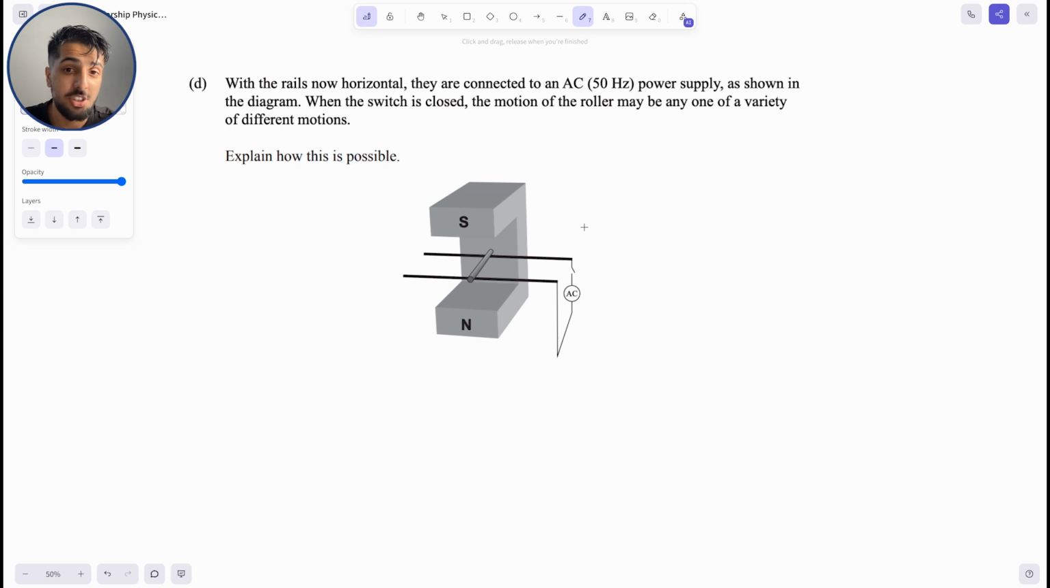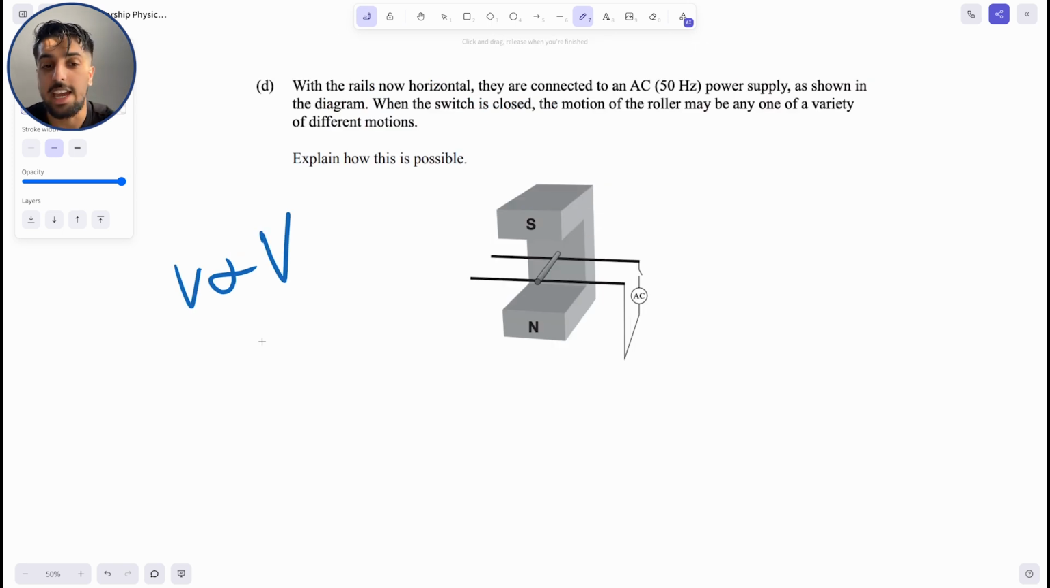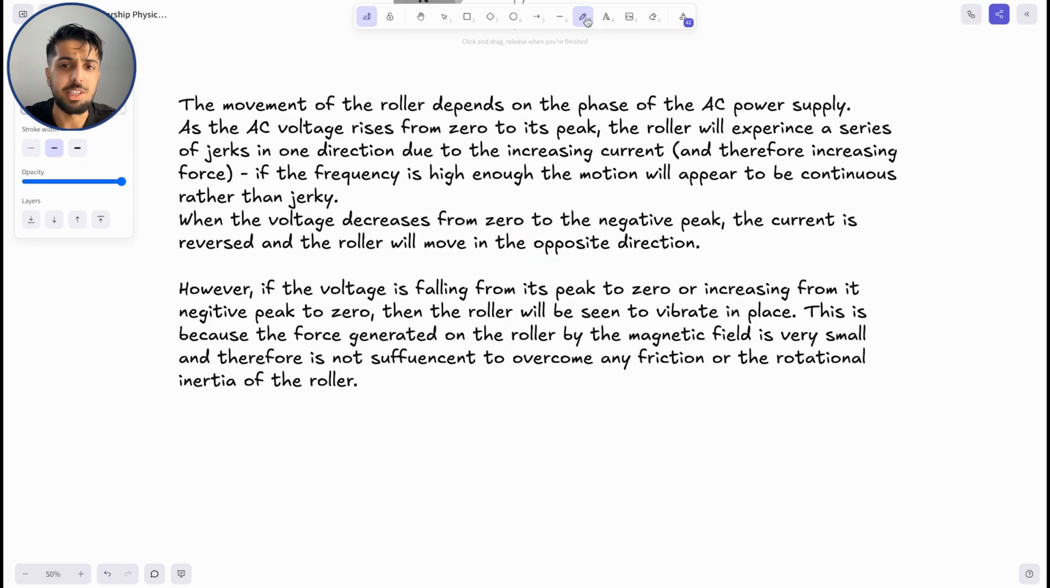With the rails now horizontal, they are connected to an AC 50 Hz power supply, as shown in the diagram. When the switch is closed, the motion of the roller may be any one of a variety of different motions. Explain how this is possible. So in a magnetic field, we know the velocity is directly proportional to the voltage. So in this case, as this is an AC power supply, depending on the phase of the power supply, the voltage is going to vary, and therefore the velocity is going to vary. And so we can write that in our answer. The movement of the roller depends on the phase of the AC power supply.